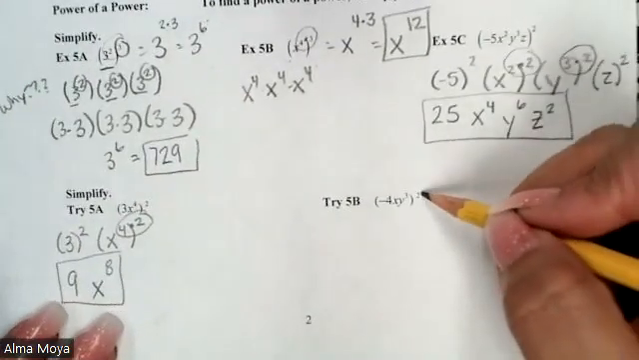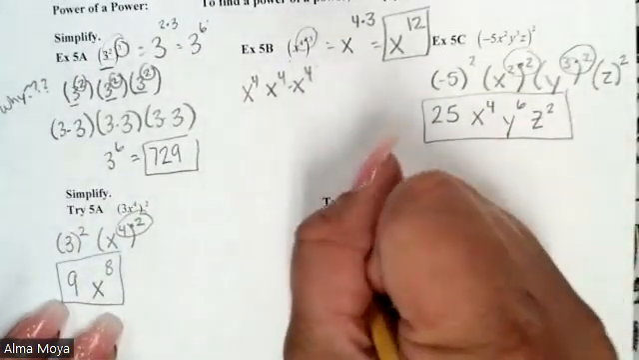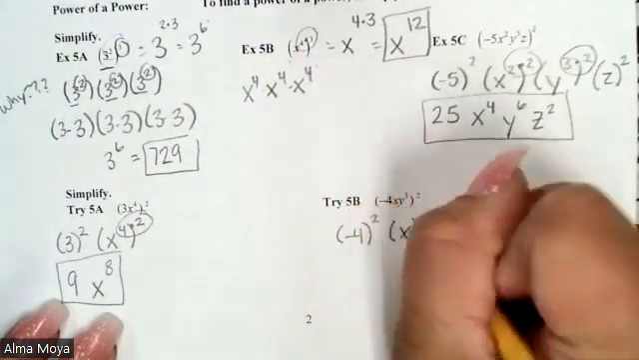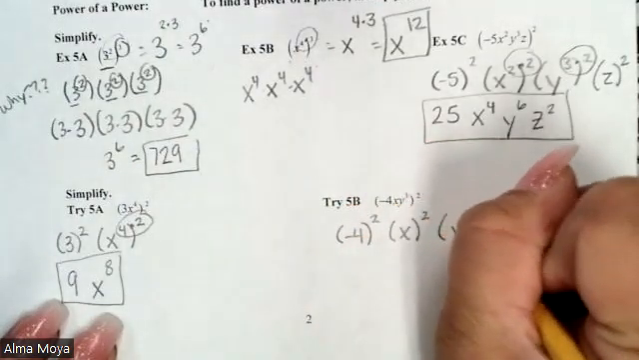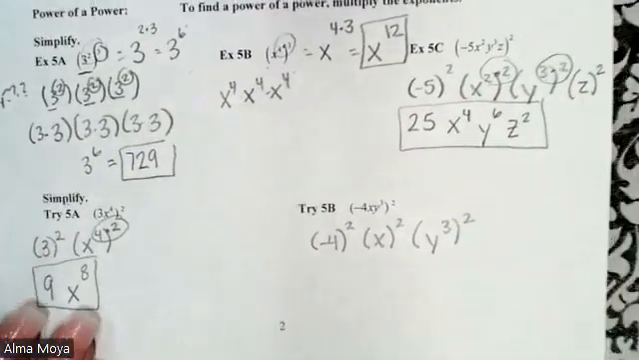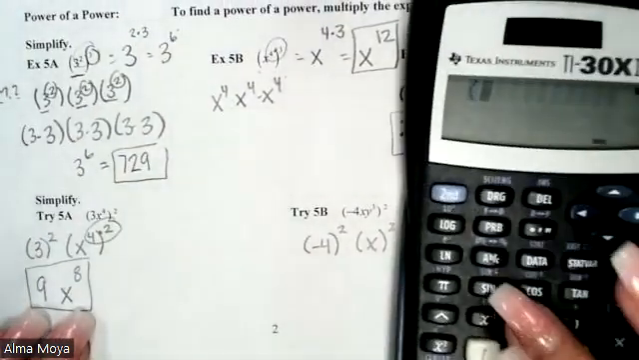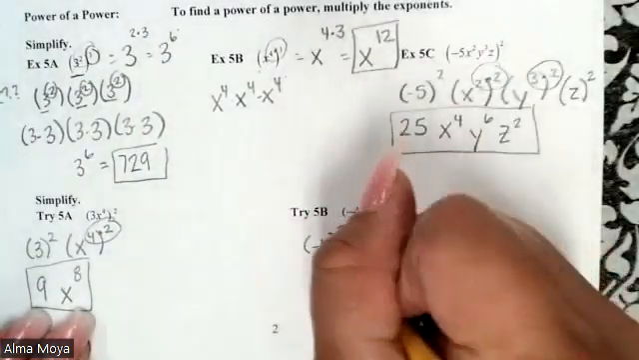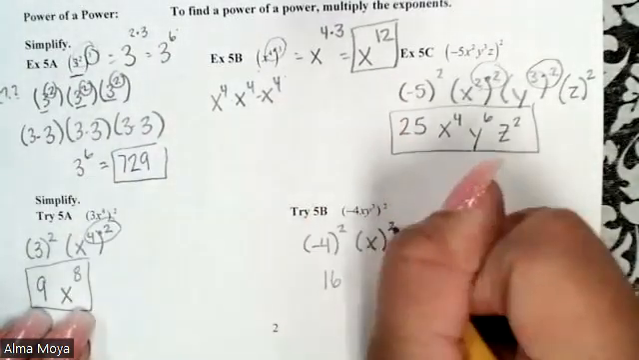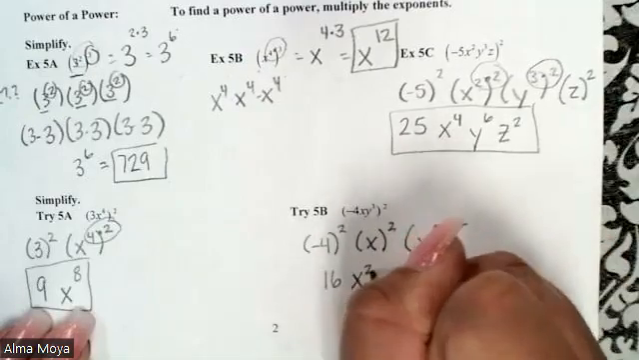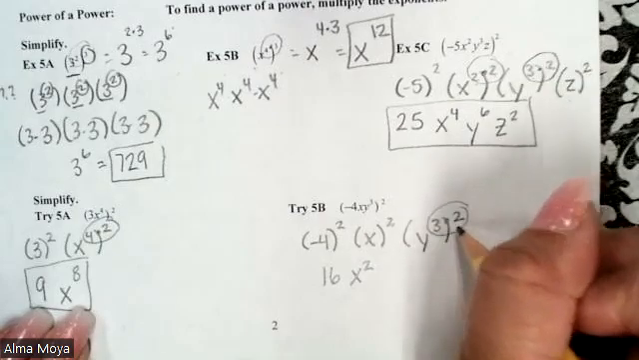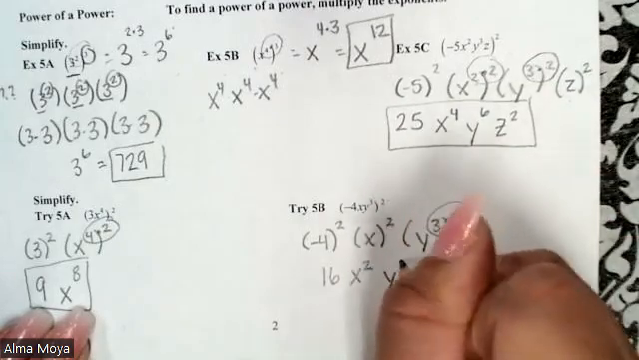I'm going to distribute this square to the 3 terms on the inside. So it's going to be a -4 and a square on the outside, an x and a square on the outside, a y cubed and a square on the outside. -4 squared, so that's parentheses, -4, squared. That gives me a 16. So this right here is going to be a 16. That's going to be an x squared. And then right here, I'm going to multiply those because I have a power raised to a power. So 3 times 2 is going to be a 6.